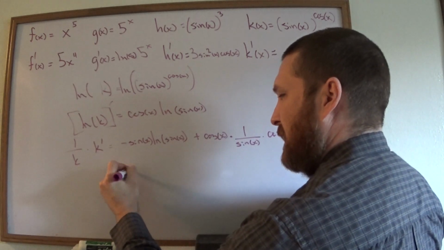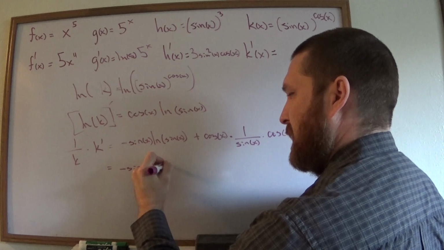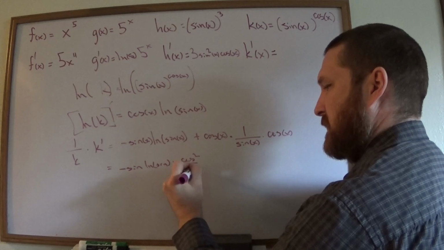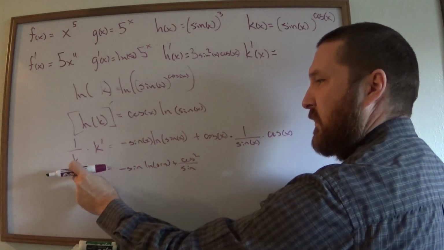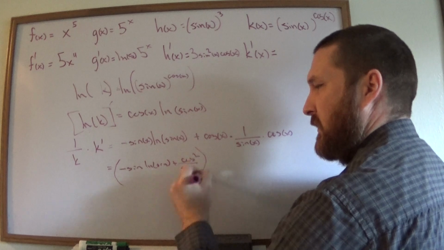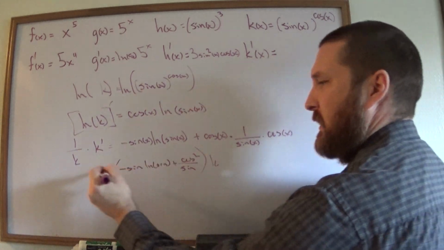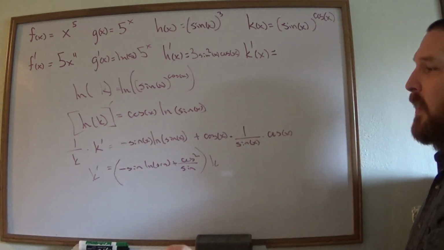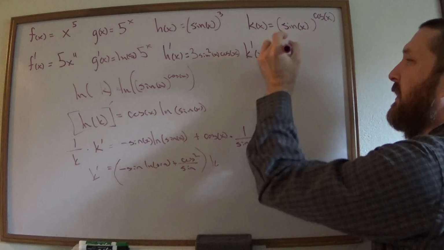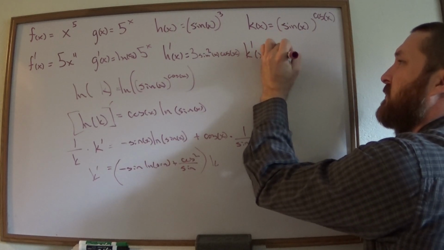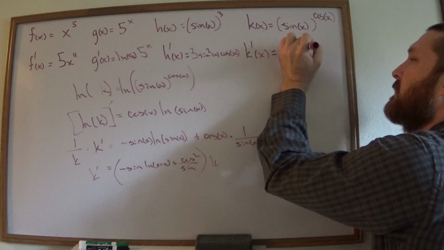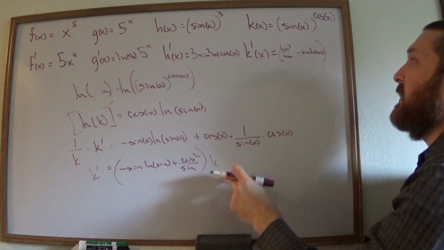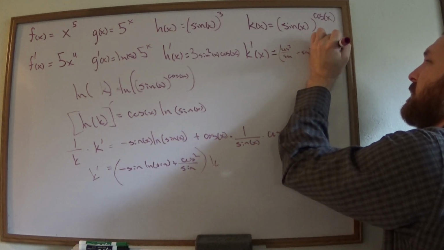This is negative sine log sine. That's plus cos squared over sine. And now that's over that. So why don't I bring him upstairs so we have k equals k prime. But that k was what we started with. So altogether we have, and I would probably write it like cosine squared over sine minus sine log sine. And then times that stuff, which is sine to the cosine.